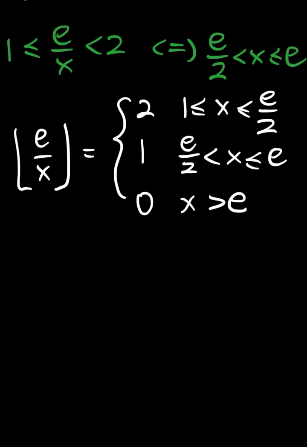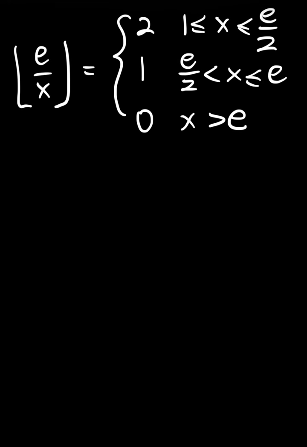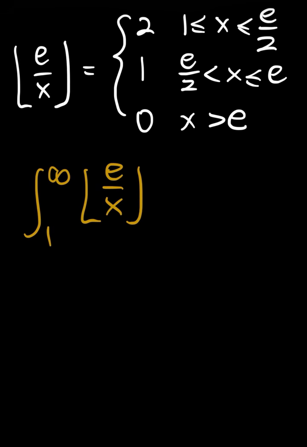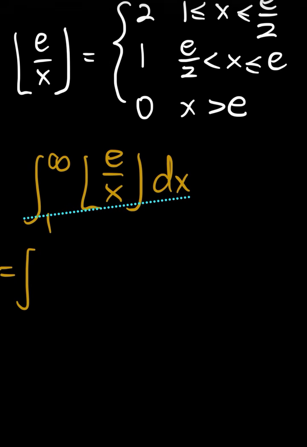So now we can rewrite the integral. We can rewrite this integral from 1 to infinity of the floor function of e to the x dx as multiple step functions. So from 1 to e over 2 is equal to 2 dx, right? The floor function of e to the x is equal to 2 between these two bounds.